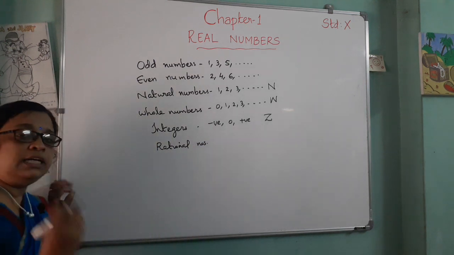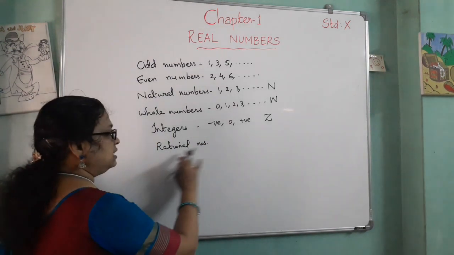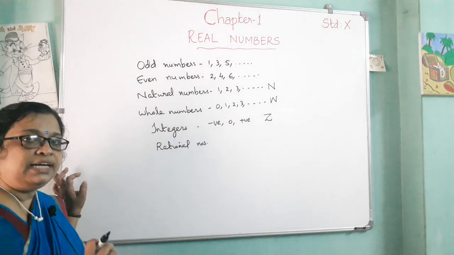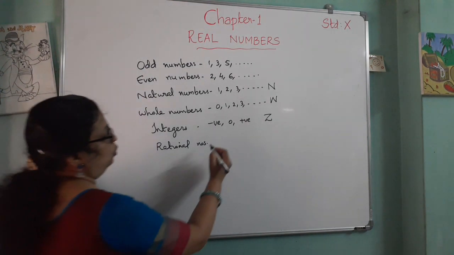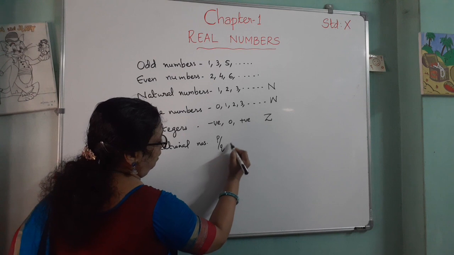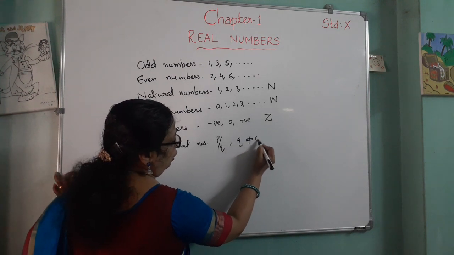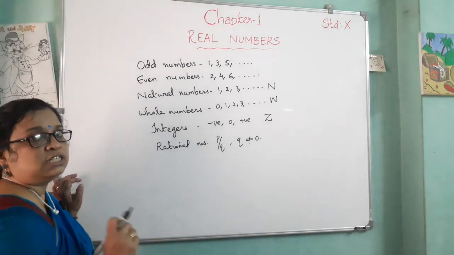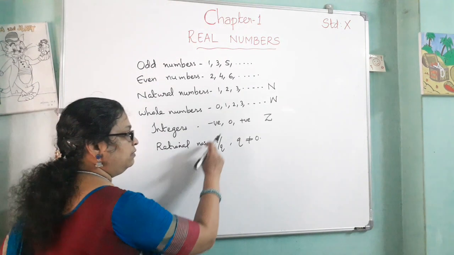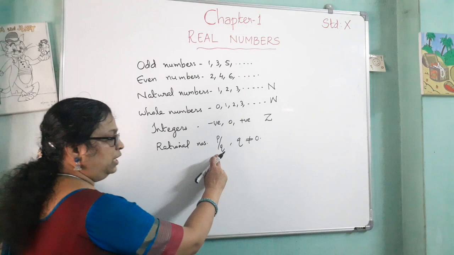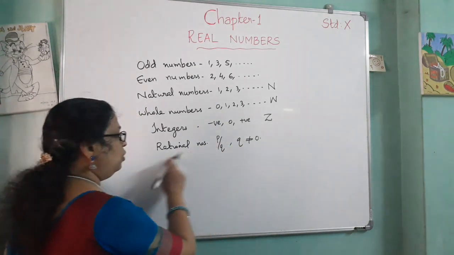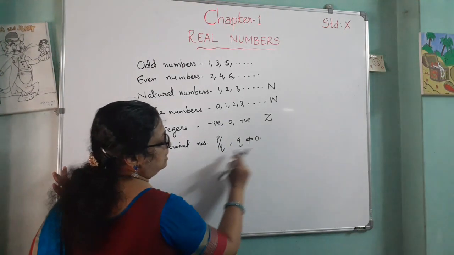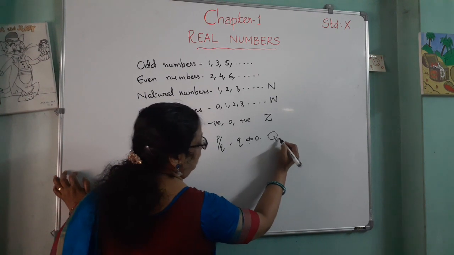Rational numbers, we all know that rational numbers are numbers which can be expressed in the form P by Q, where Q is not equal to 0. That is, Q is the denominator, and division by 0 is not defined. So a number which can be expressed in the form P by Q where Q is not equal to 0 is called a rational number. Rational numbers are represented as capital Q.